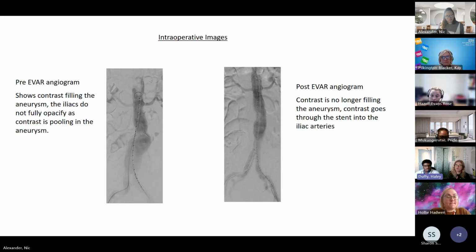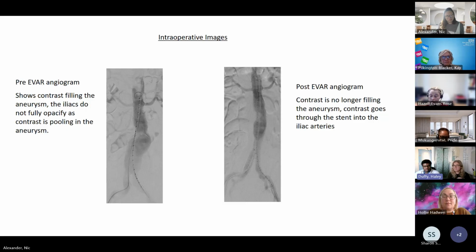You can't see them very well because the blood is pooling in the aneurysm sac, so you're not getting good flow down the patient's leg. On the second image, which is the post-EVAR angiogram, the contrast is no longer filling the aneurysm. It goes through the stents and into the iliac arteries.